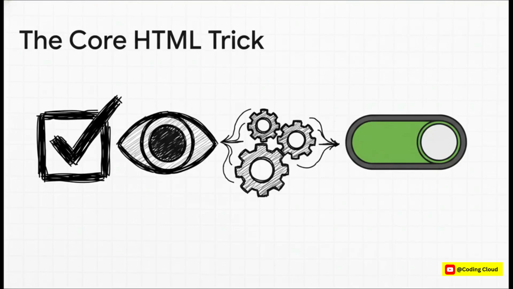So here's the core trick. That checkbox, that's the real button. We, the user, never actually see it because it's completely hidden with display none. But the browser always knows its state. Is it checked or is it unchecked? That simple on or off state is the trigger we're going to use to completely change the look of our visible switch. So, how does a hidden element talk to a visible one?